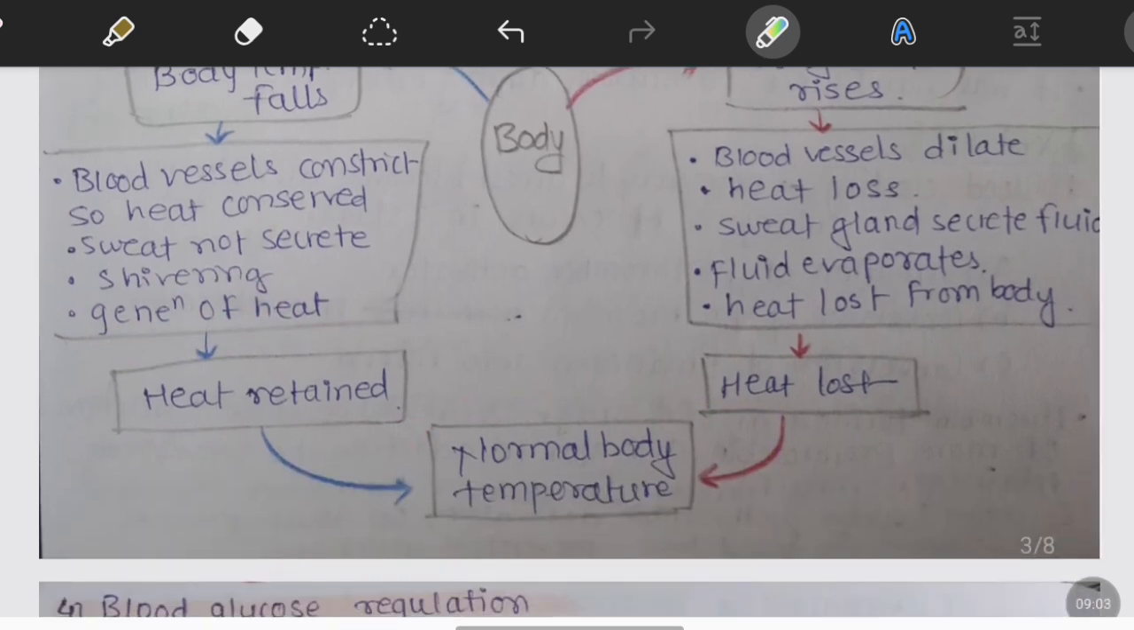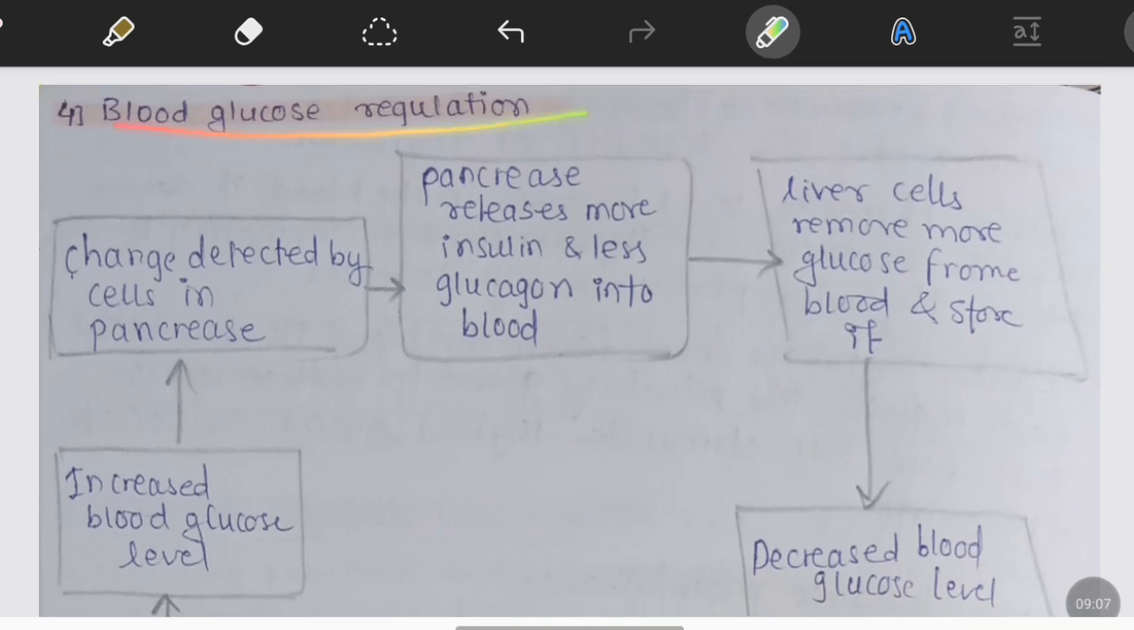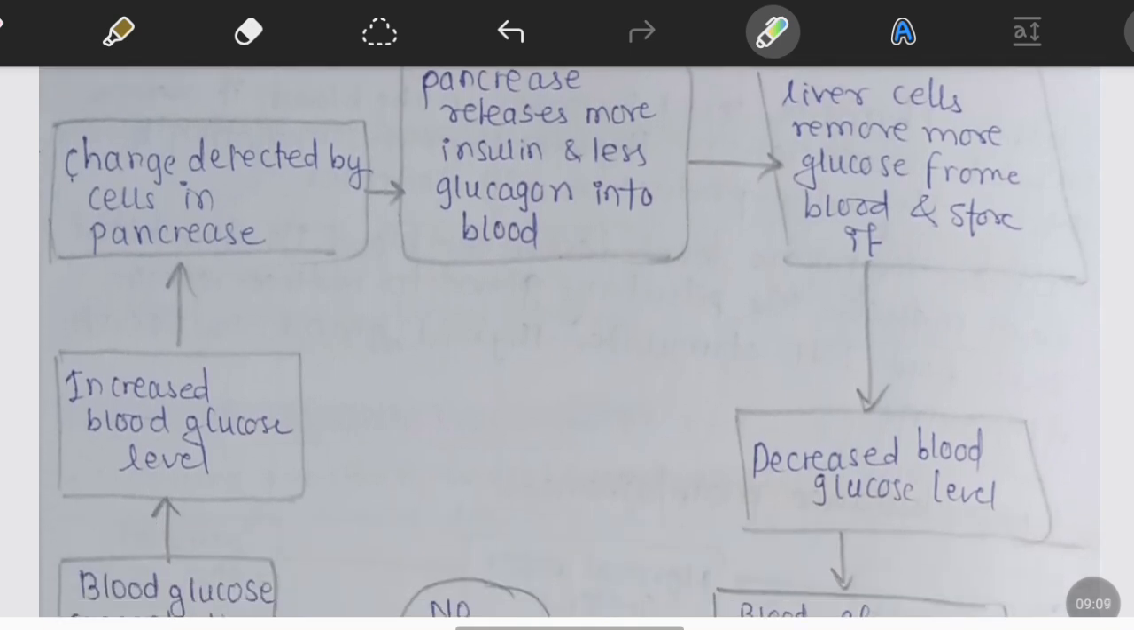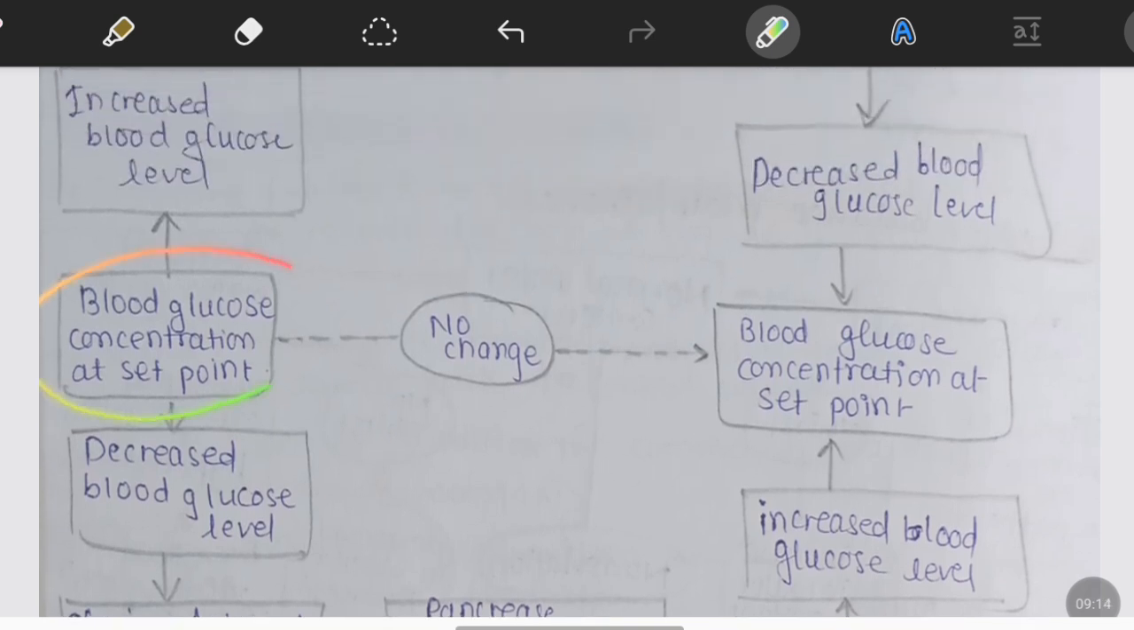It is also a simple flowchart. The fourth one is blood glucose regulation. How does it occur? Here, blood glucose concentration is at the set point. Here are two conditions: an increase in the blood glucose level and a decrease in the blood glucose level.